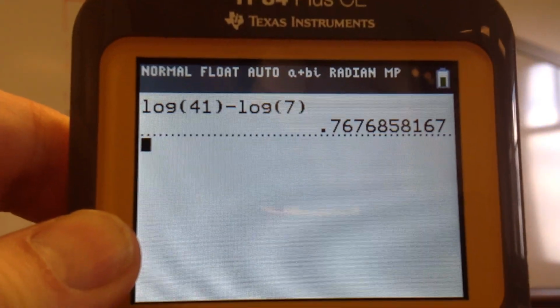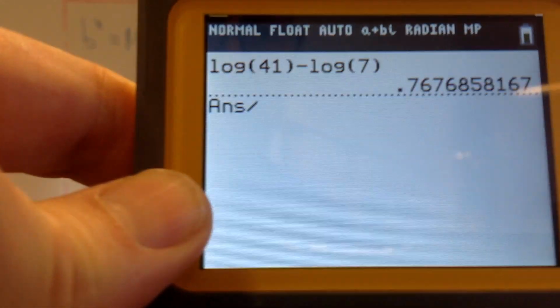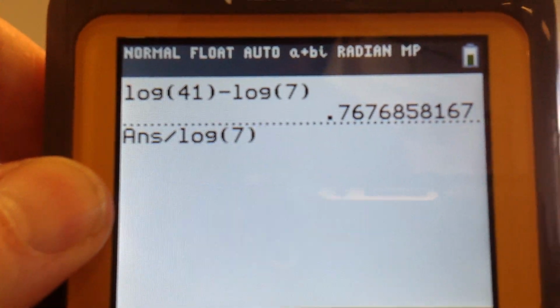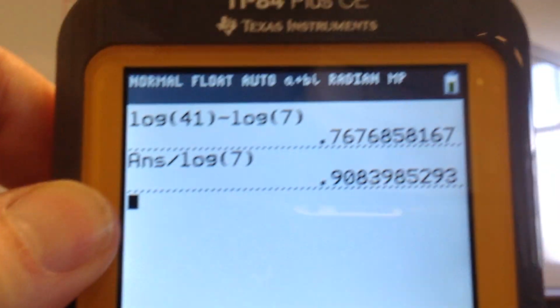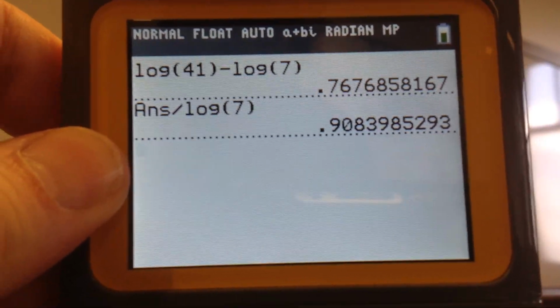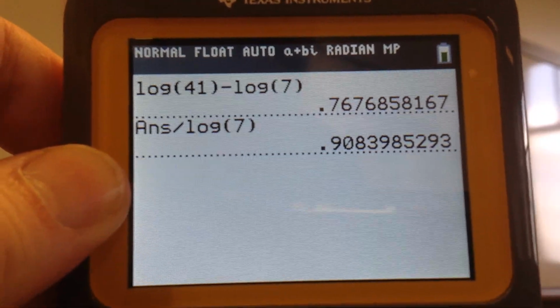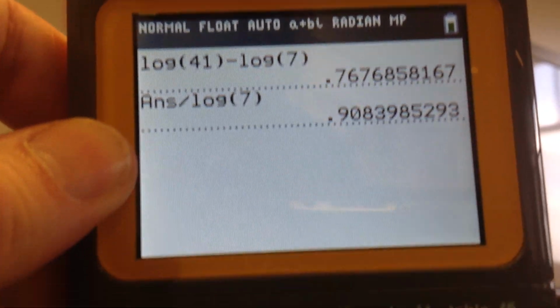I'm just going to calculate this separately. Okay, there it is. And now if I hit the divided by key, divided by log of 7, and there's that right there. When I hit enter, we'll get a nice approximate value. And like I said, a little bit less than 1, 0.9084.